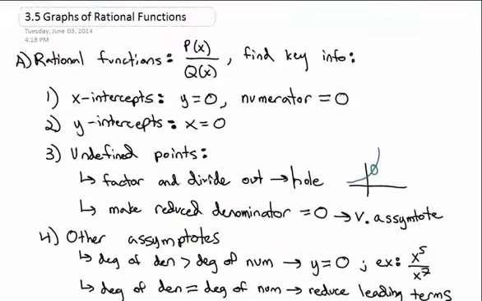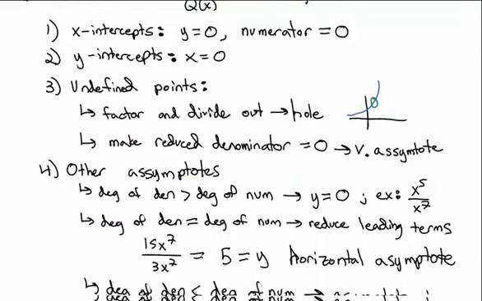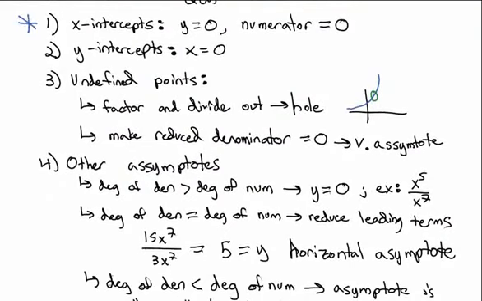So that's how we graph these rational functions. We find these 5 important pieces of information. First, we find the x-intercepts by making y equal to 0, or essentially the numerator equal to 0. Then we find the y-intercept by making all the x's equal to 0. Then we find our undefined points. Generally, that's going to be a vertical asymptote, but sometimes it's a hole in the graph. Find our other asymptotes. It's going to be a horizontal asymptote if the denominator is greater than or equal to the numerator in terms of degree. We either reduce or end up with a 0.